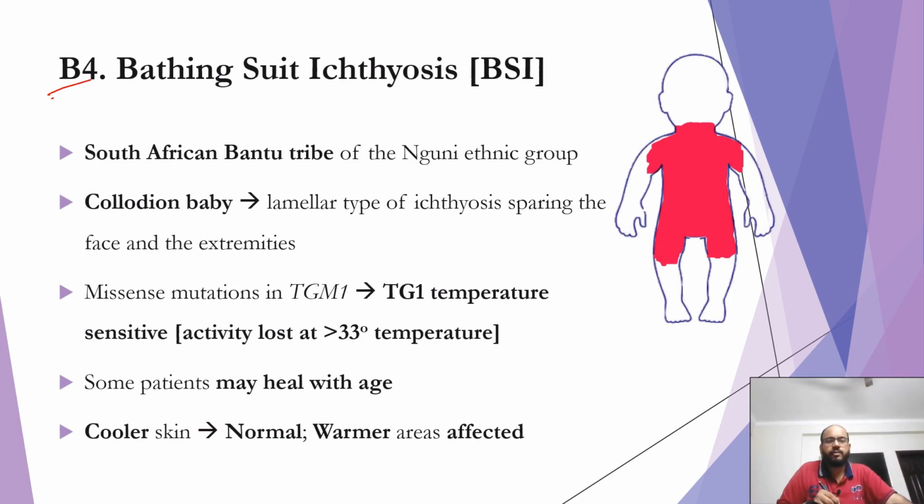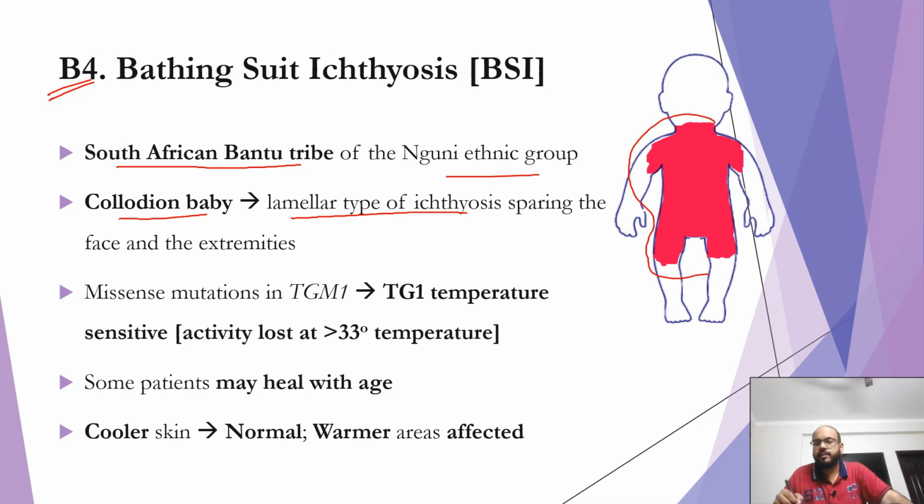Now, the fourth spectrum of disorder is bathing suit ichthyosis. It was found in the South African Bantu tribe of the Nguni ethnic group, in Africa. The baby starts with a collodion membrane at birth, and gradually, as the baby ages, it develops a lamellar type of ichthyosis. But this ichthyosis spares the extremities and face. So you can see in this diagram that the central part of the body is involved, as if there's a bathing suit distribution, as if the child has worn a bathing suit. All the areas which are essentially covered by a bathing suit or a swimming costume are affected.